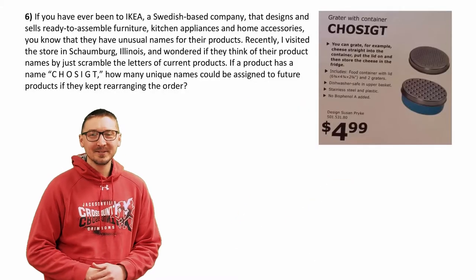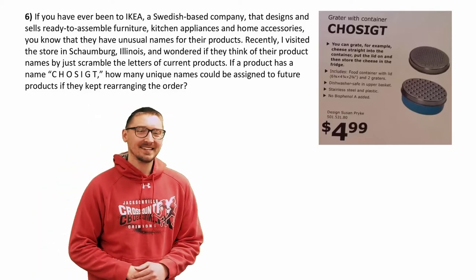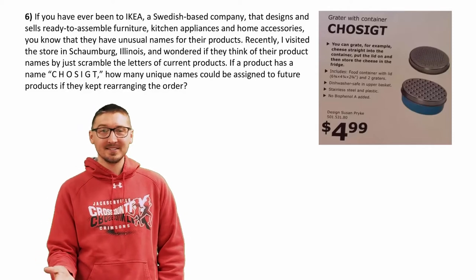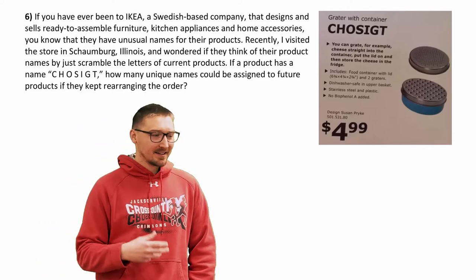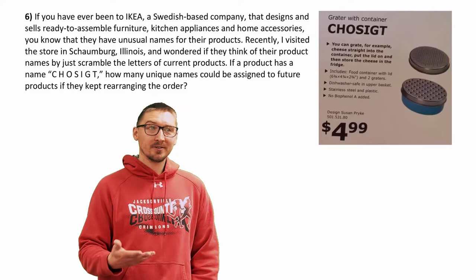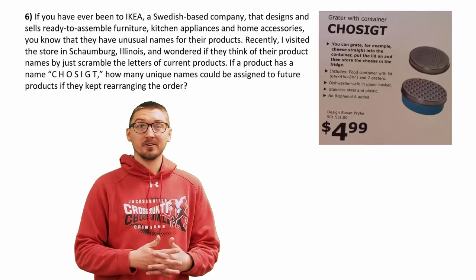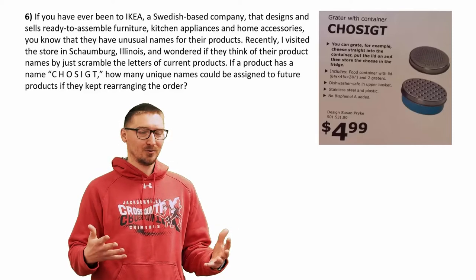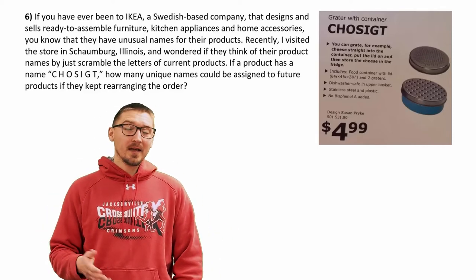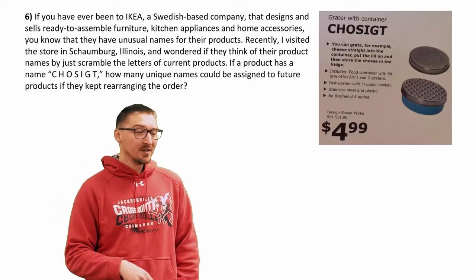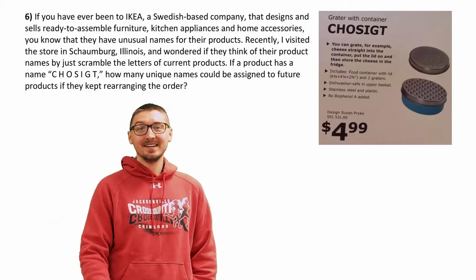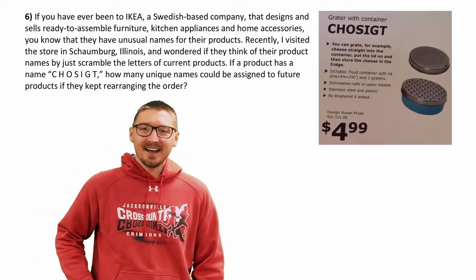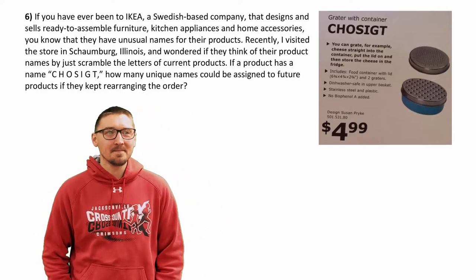Some of these questions are really cool. So number 6 talks about IKEA. And I don't know if you've ever been to IKEA or not, but it's a Swedish-based design company. And they sell furniture and other things that you have to put together in your own house. Kitchen appliances, home accessories, lights, all this cool stuff. So they're a design firm. And one of the unique things about IKEA is that they always give their products extremely unique names. Being Swedish, they don't roll off the tongue as you might think here in America.